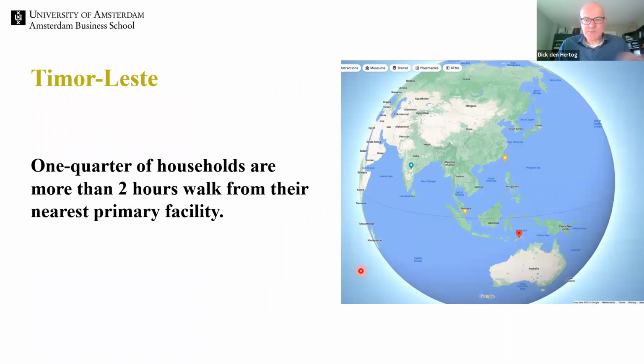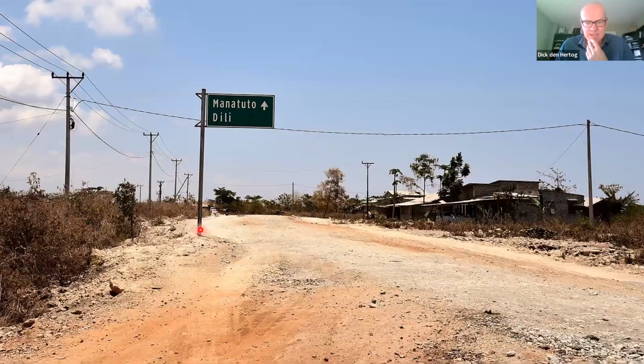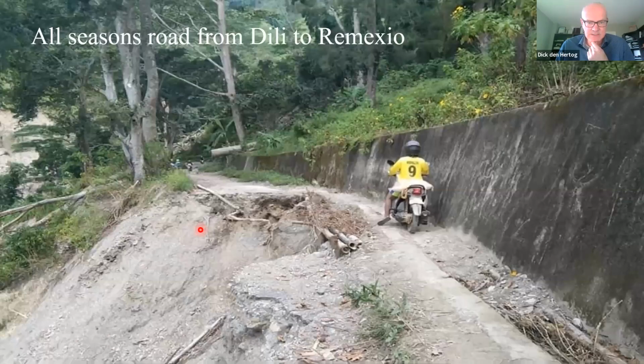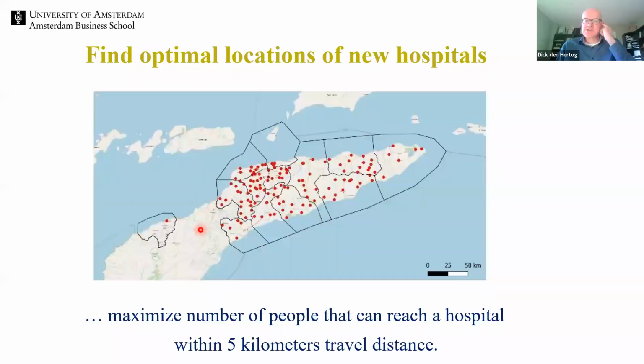So in Timor-Leste, in fact, if you do the analysis, then 1/4 of the people are more than 2 hours walking distance from their nearest primary facility. You also see the infrastructure, some pictures here of roads. It's not what we are accustomed to in our countries. And that was in fact the final goal.